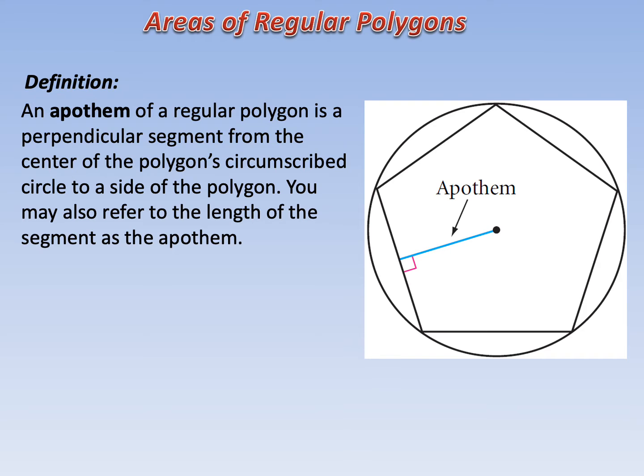The apothem? Well, if you were to circumscribe a circle around your polygon, then you would draw from the center of that circle to the perpendicular bisector of one of your sides. That length right there is the apothem, and you can see it drawn right there in the pentagon to the right.